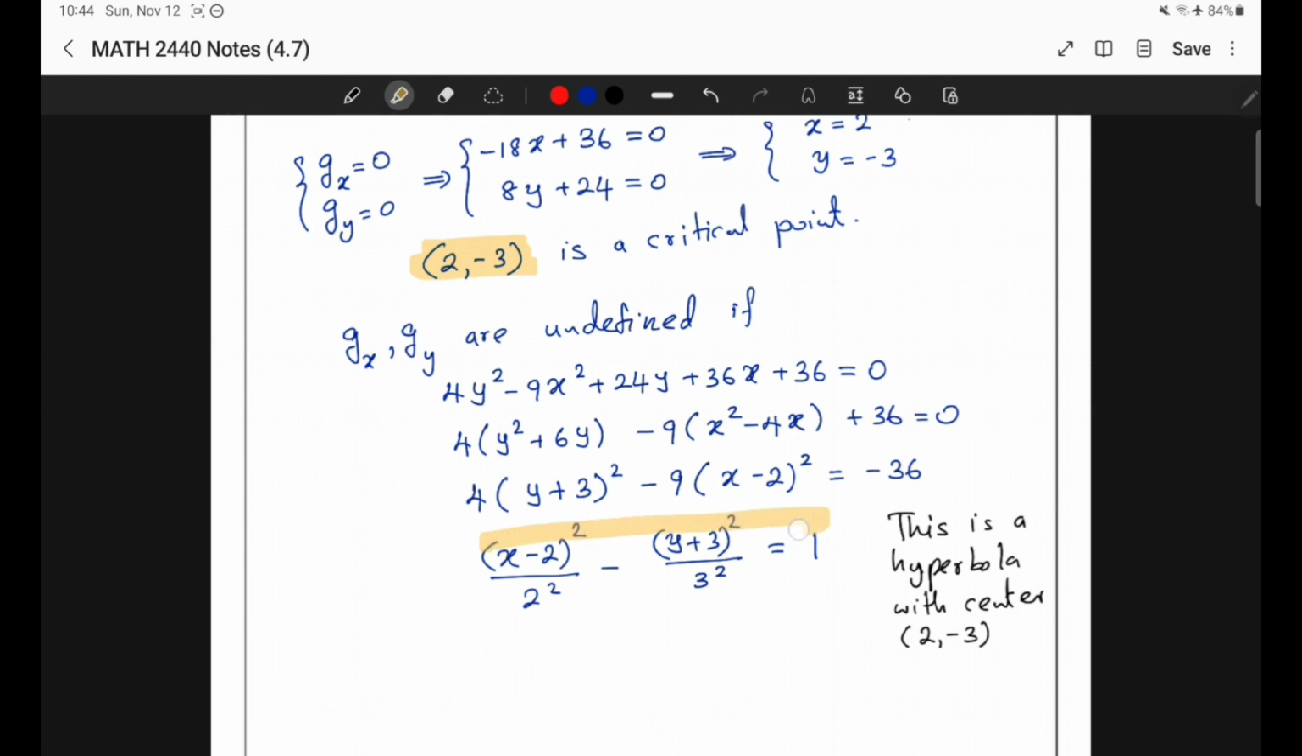So all points on this hyperbola are critical. In a sense, there are infinitely many critical points. Since the hyperbola contains infinitely many points, there are infinitely many critical points for this second example.